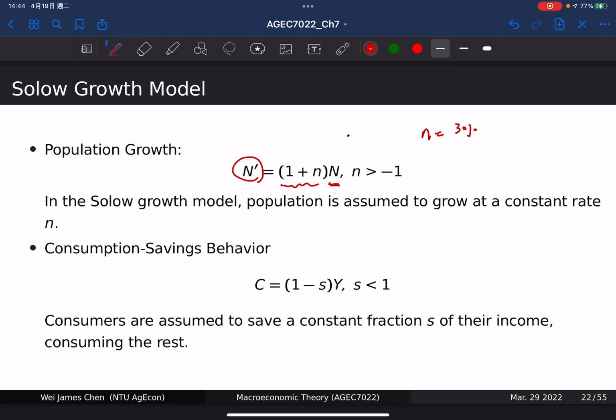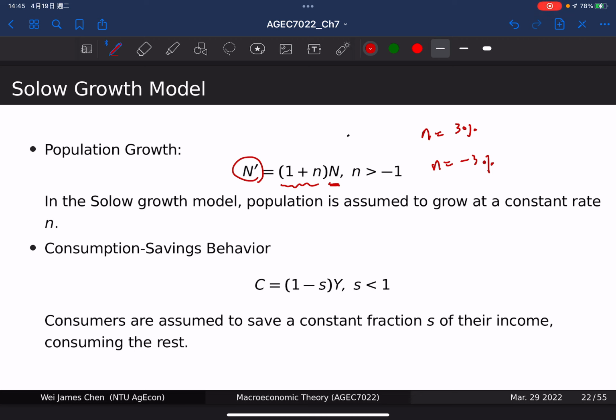Okay, here we define it as a period. A period can be a year, can be a decade. It doesn't matter how you define it, just a period. Okay, and we don't allow n to be lower than or equal to -1, because if it is -1, obviously the population next period would be 0. That is not allowed. We allow, for example, n equal to maybe -3%. That means our population is shrinking, not growing, which is the case right now in Taiwan.